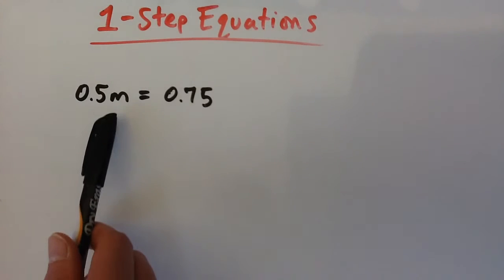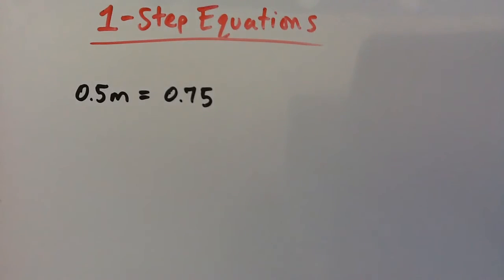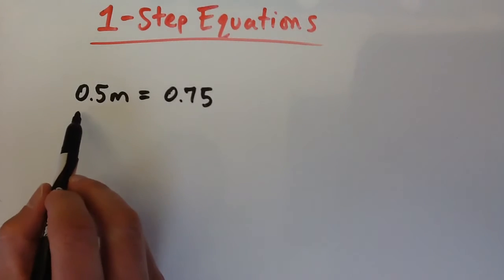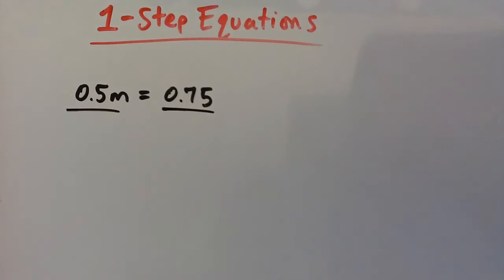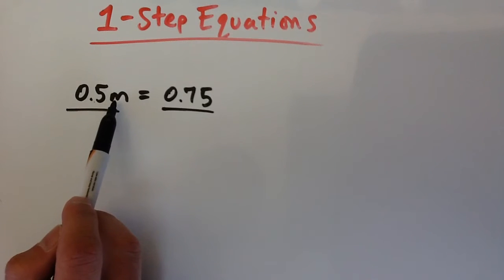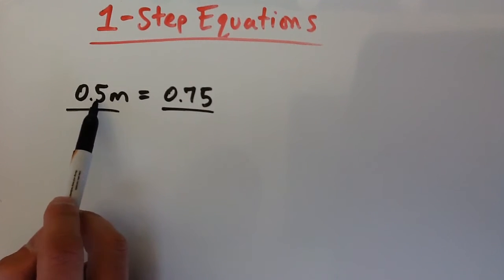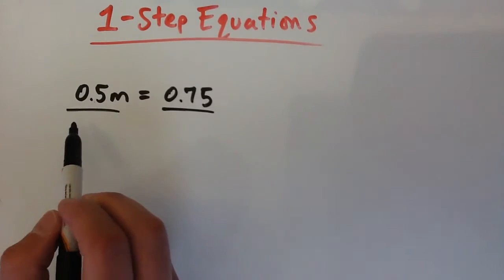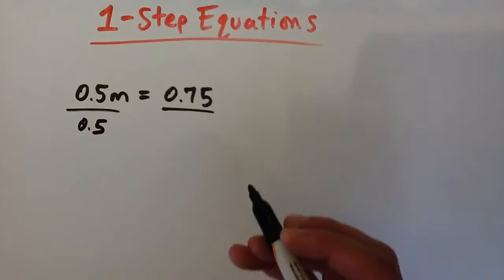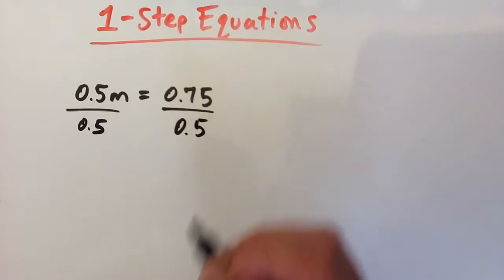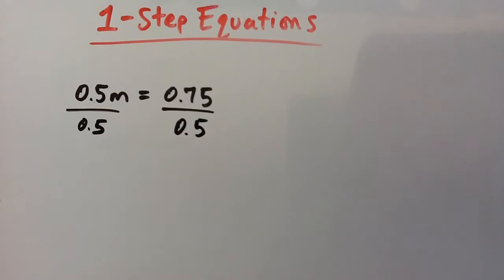And so how are we going to undo this multiplication? What is the inverse operation of multiplication? That would be division, right? And so we're going to divide both sides. To show division, I use a horizontal fraction bar. We divide both sides by this number that is being multiplied by the variable, or we could say the coefficient, which is 0.5. So I divide the left side by 0.5 and the right side by 0.5 because you always do the same thing to both sides of the equation.